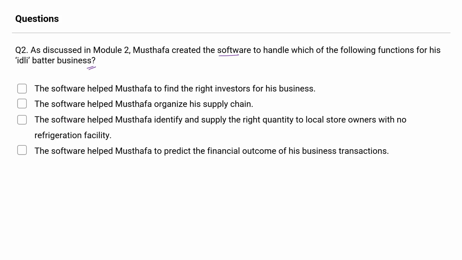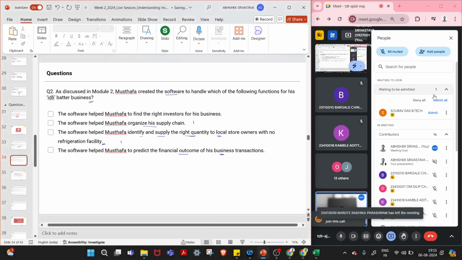Software helped Mustafa to find the right investors for his business. It helped to organize his supply chain. It helped identify and supply the right quantity to the local store with no refrigeration facility. And the software helped Mustafa to predict the financial outcome of his business transactions. Option B and C. Okay, we've got two votes for B and C, one each. Anyone else?